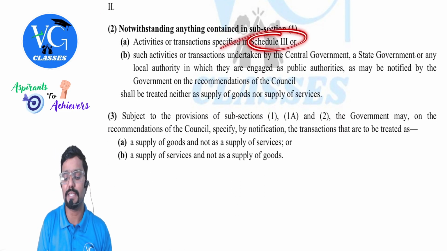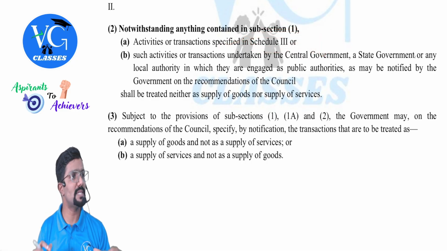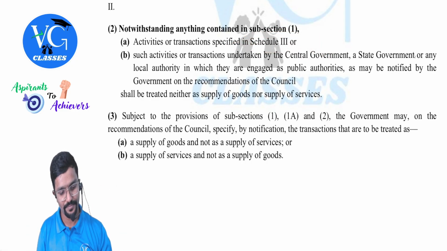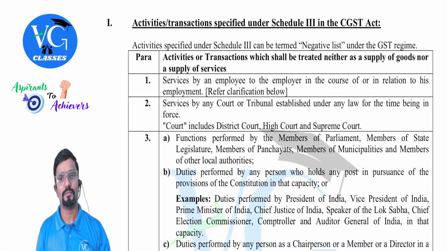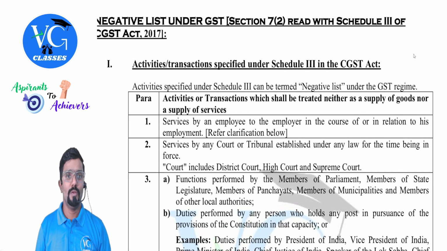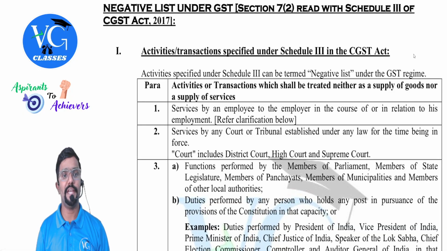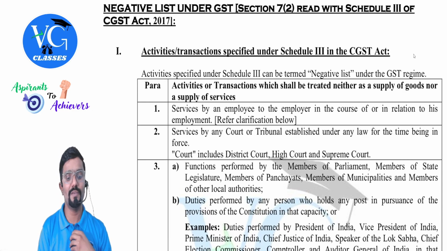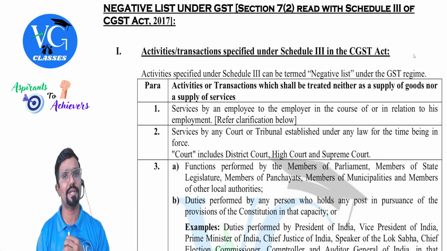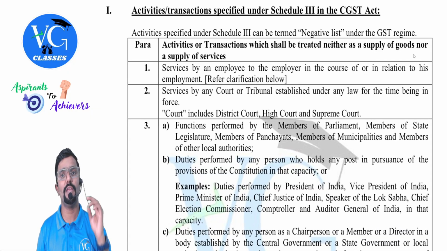We also call this schedule 3 as negative supply. Negative supply on which GST is not applicable. So what is it? Come to schedule 3 now, which is there after schedule 2. Yes, let us read it. Negative list under GST, section 7, subsection 2, read with schedule 3 of CGST Act, guys. So first we will cover schedule 3 and after that also we have some more items. We will cover that also. Yes. So what is it? We will see first schedule 3 important items, guys.